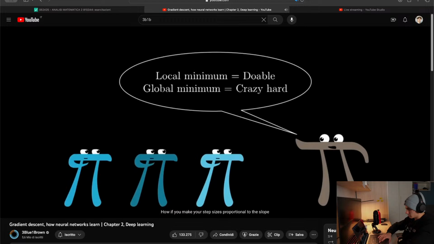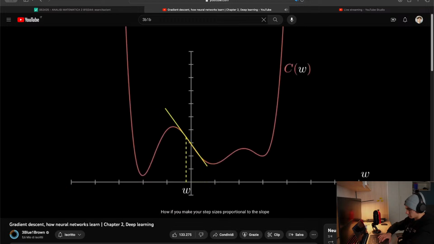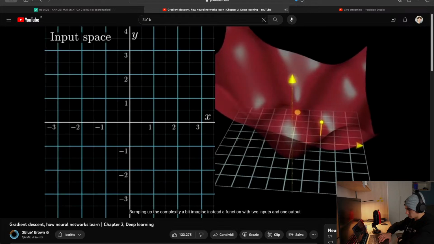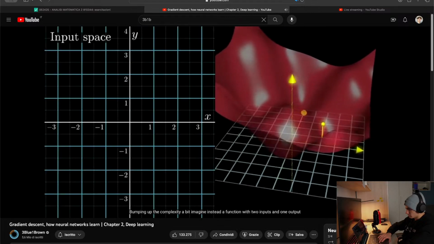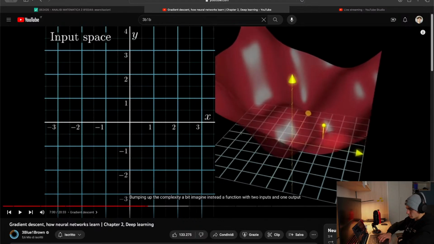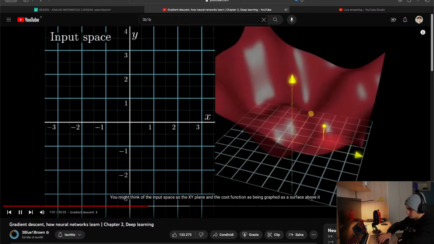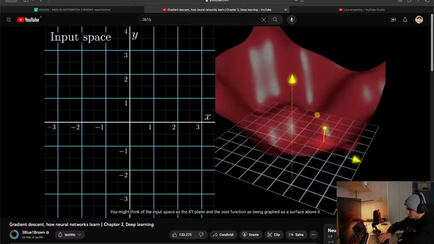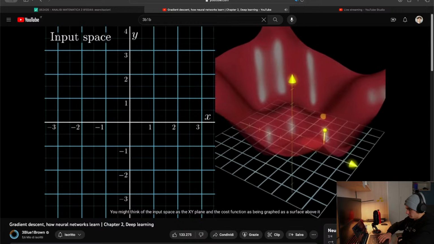And I also want you to notice how if you make your step sizes proportional to the slope, then when the slope is flattening out towards the minimum, your steps get smaller and smaller, and that kind of helps you from overshooting. Bumping up the complexity a bit, imagine instead a function with two inputs and one output. Ok, ora ci fa vedere una funzione in due variabili. You might think of the input space as the xy plane, and the cost function as being graphed as a surface above it.